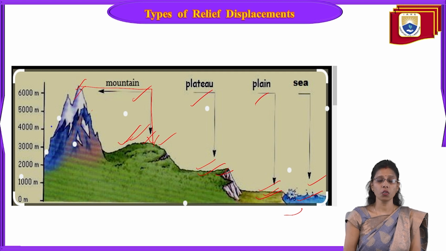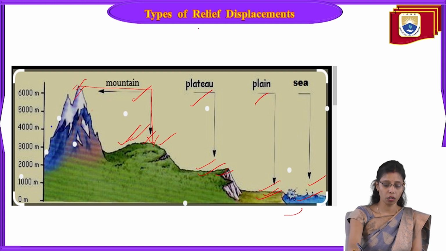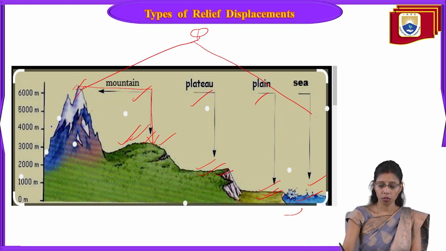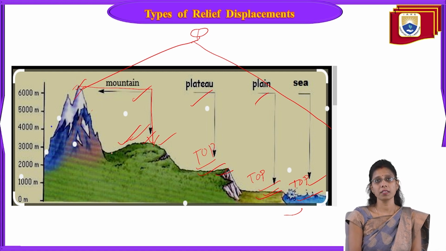So there is a high point and a low point; these are two different points that differentiate a relief feature. With the help of this, suppose your camera is here and you are going to take a photo of this area. The camera will capture all this information, but you can see only the top of the sea, the top of the plain, and the top of the plateau. But in the case of a mountain, because it has height, you may see both the top and the side.